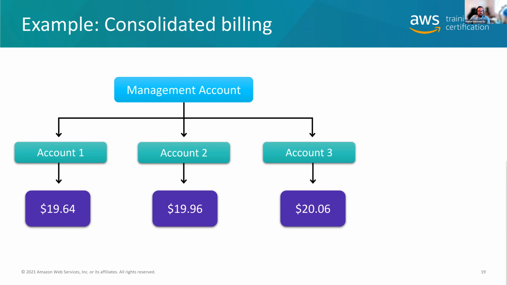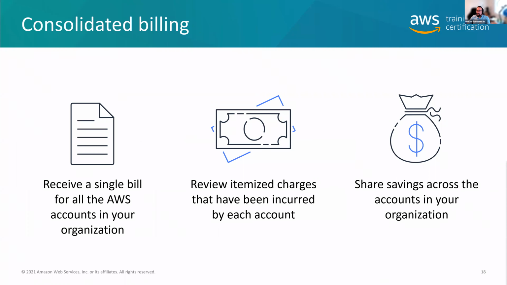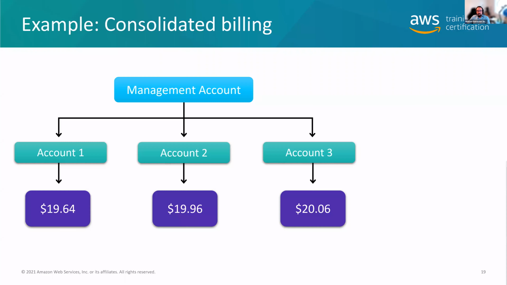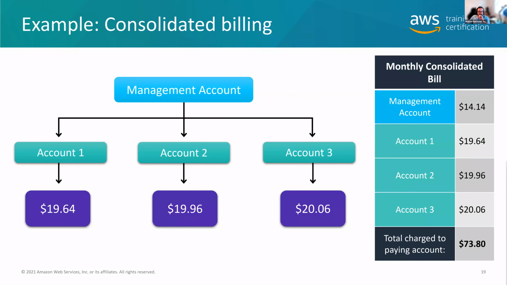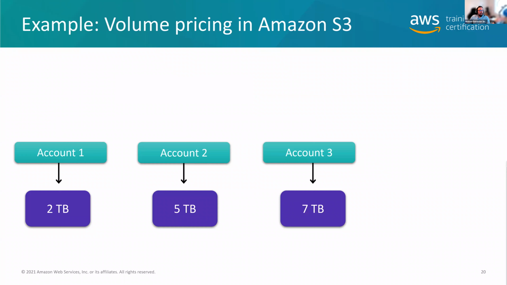Now, what happens is that you can share savings across an account by getting volume discounts. So here, by example, we're spending about $20 a month in each of the accounts, right? But they're getting billed separately. By aggregating everything up, your total charges for the account now exceed a certain threshold. So for example, if I'm using 2 terabytes in one account, 5 terabytes in another, and 7 terabytes in another, once you cross the 10 terabytes of data with S3, Amazon makes the cost per gigabyte cheaper.